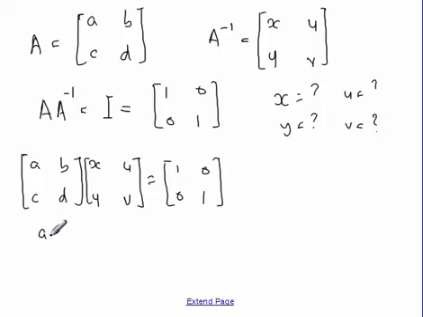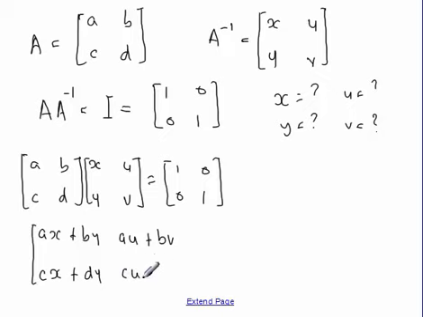So it's going to be AX, X is unknown, plus BY, Y is unknown. Then CX plus DY. Then here, AU, U is unknown, plus BV, then CU plus DV equals 1, 0, 0, 1.